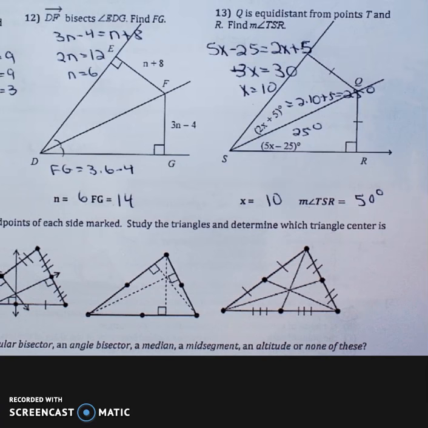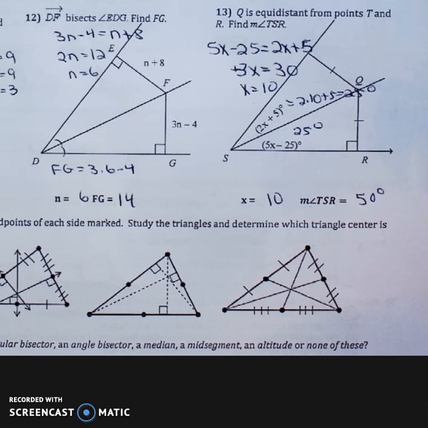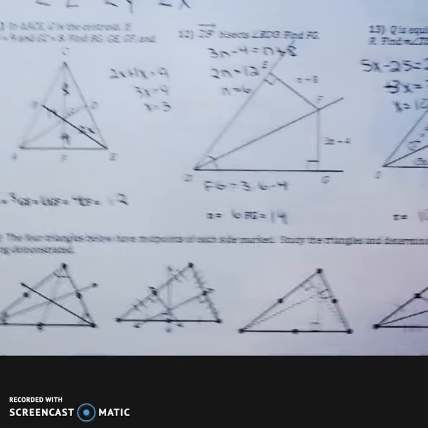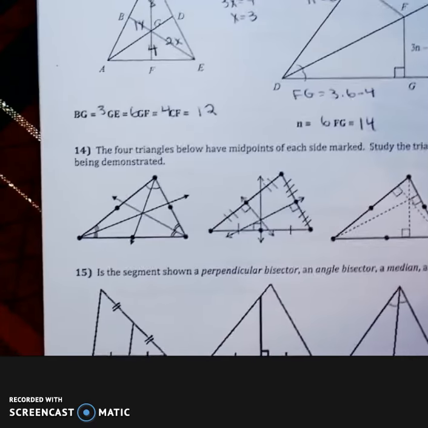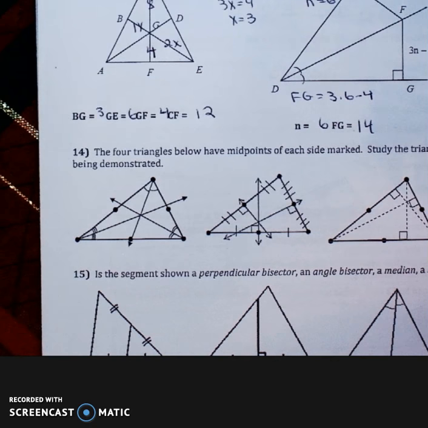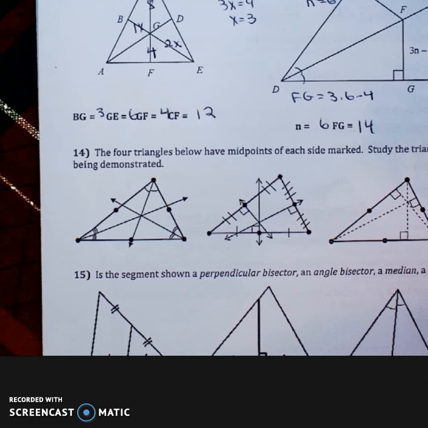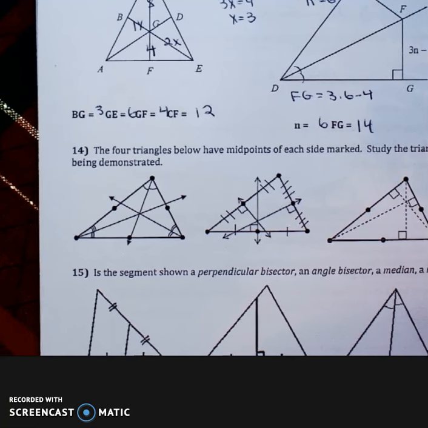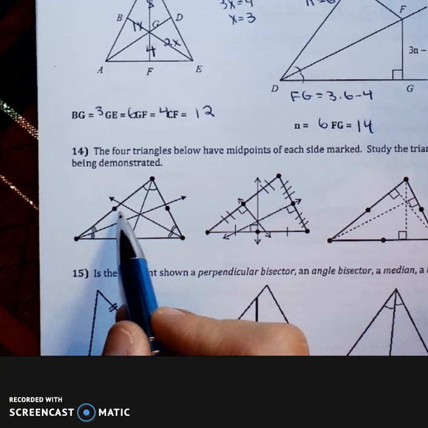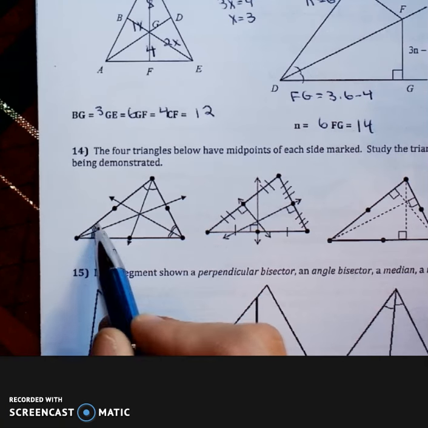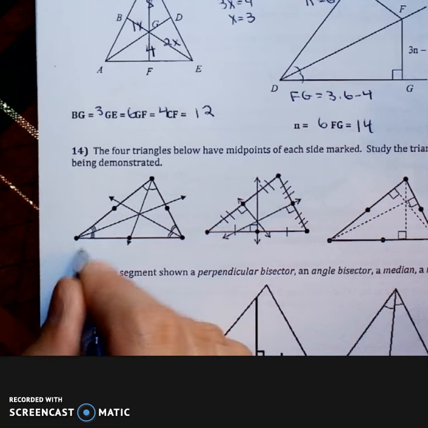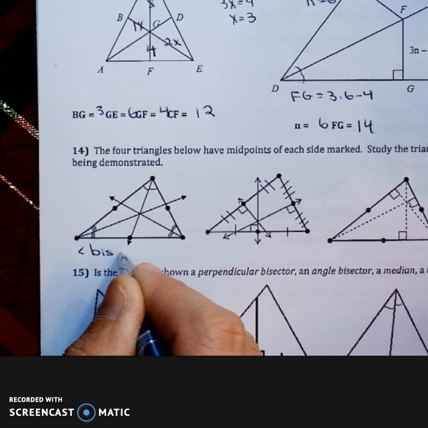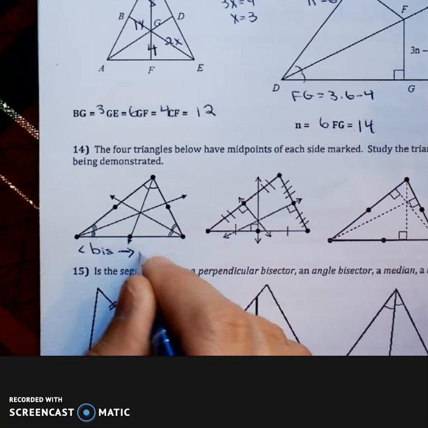All right, moving on to 14. On 14, the triangles below have midpoints of each side. Study the triangles and determine which triangle is being demonstrated. So in other words, in this one, it's definitely not going through the median. You have angle markings here. That means, again, this is the angle bisector. More importantly, this gives us the incenter.